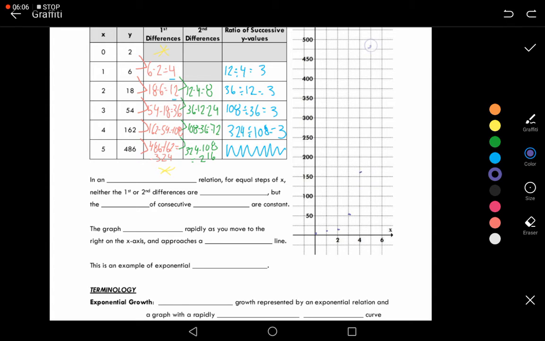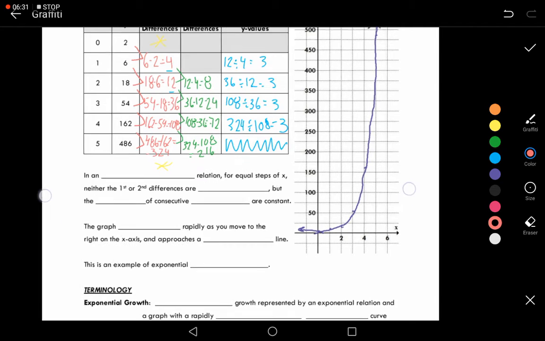There we go. And of course we have to connect those dots to the best of our ability. So our line would look something like this. Okay, so to summarize what we should have learned there.